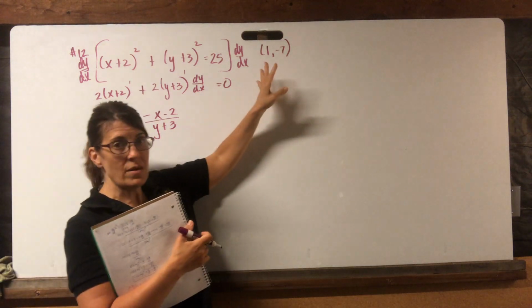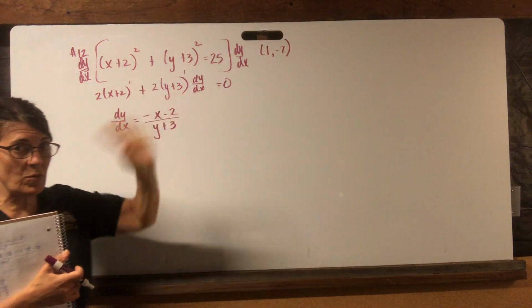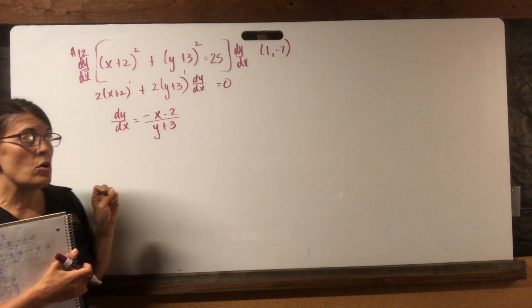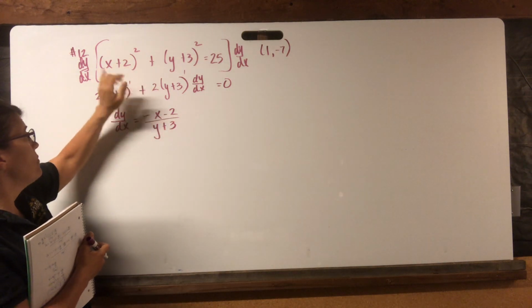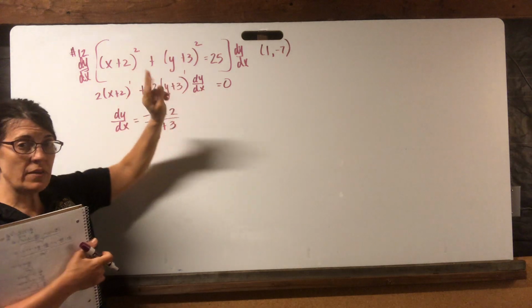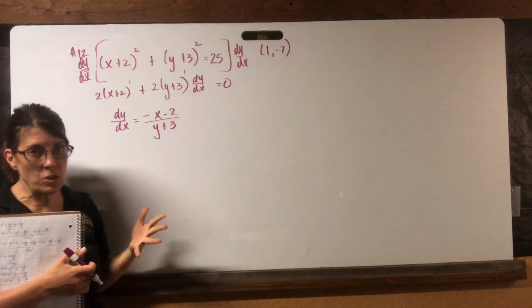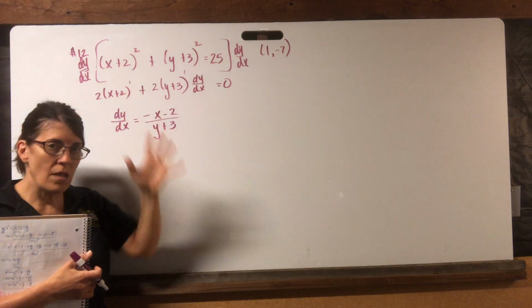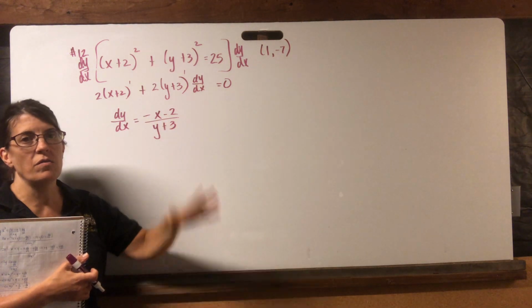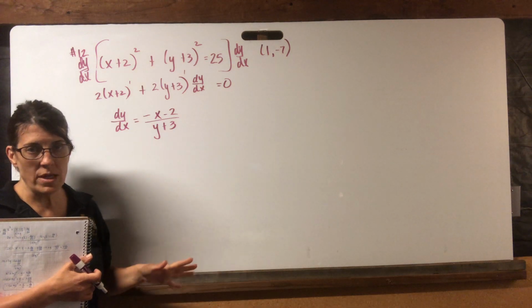Notice I haven't used the (1, -7) at all. So if I wanted to know the slope of the curve at the point whatever, you'd find some x value, find the y value that's associated with it, plug in, and you would get the slope. This is the slope for all the lines on the curve at any given point.